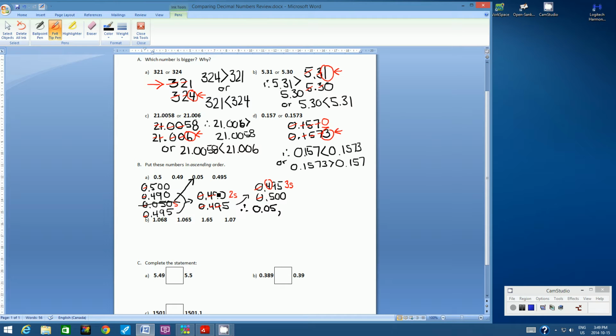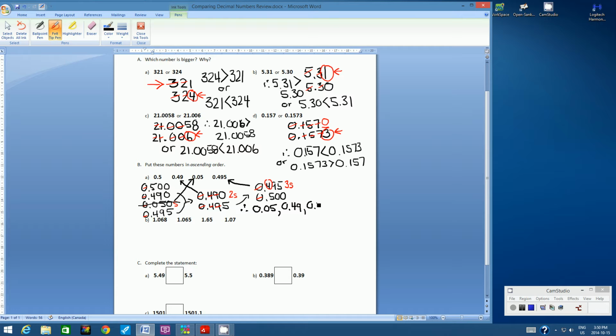The second smallest number was this number here. That's why I have the code here, 0.490. But in the question, it was only listed as 0.49, so I want to get rid of this 0. So the next number is 0.49. The third largest number is this number here, 0.495, and that was written exactly how it was in the question.